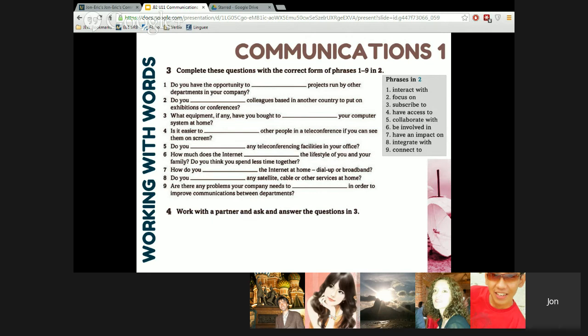Involved. That's it. So just to recap from numbers 1 to 9. 1. Be involved in. 2. Collaborate with. 3. Integrate with. 4. Interact with. 5. To have access to. 6. Have an impact on. 7. Connect to. 8. Subscribe to. 9. Focus on. Ask a partner about one of these questions.